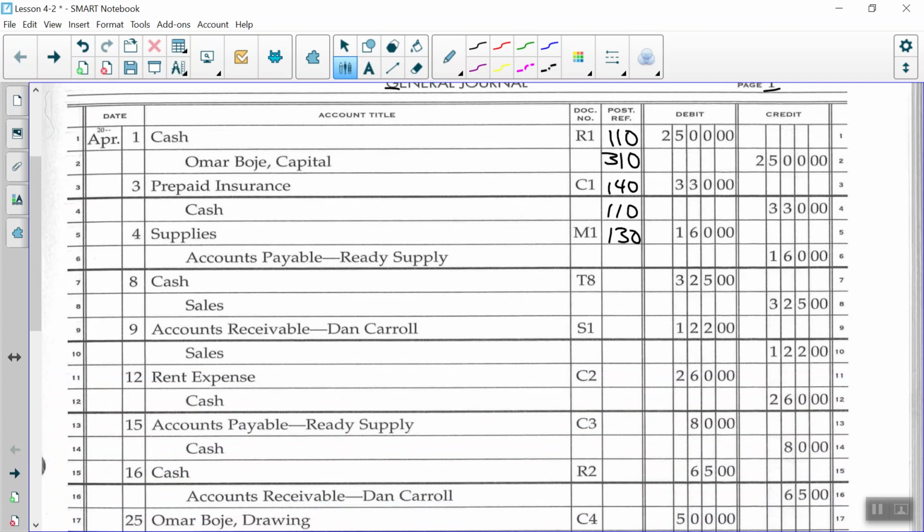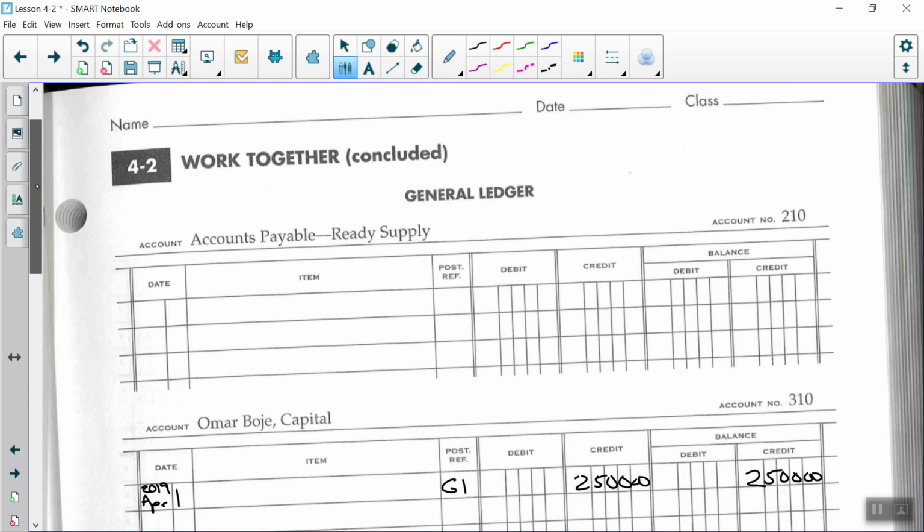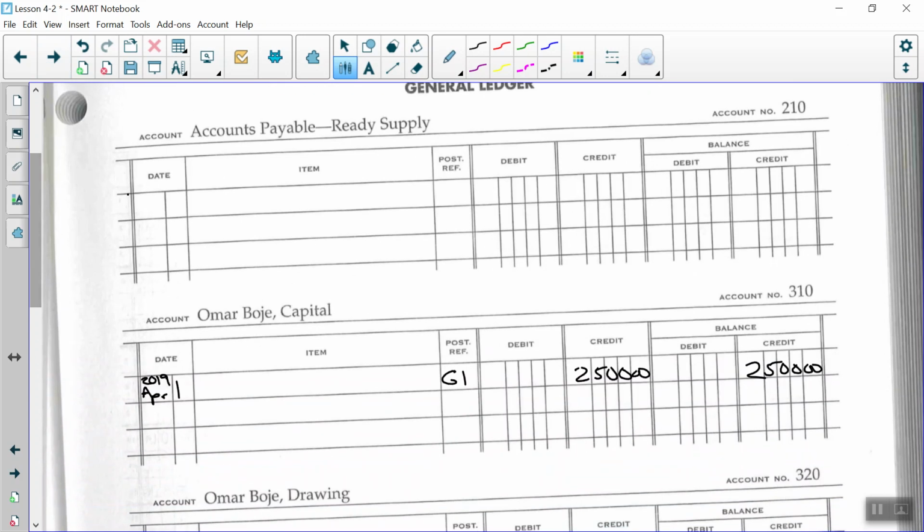Okay. Questions about supplies? All right, so now we're going to go to accounts payable. I believe that's on page 63. Top one on page 63. Again, it's our first one. So 2019, April 4th, G1. We're crediting for 160. What kind of normal balance does an accounts payable have? Credit. So credit 160.